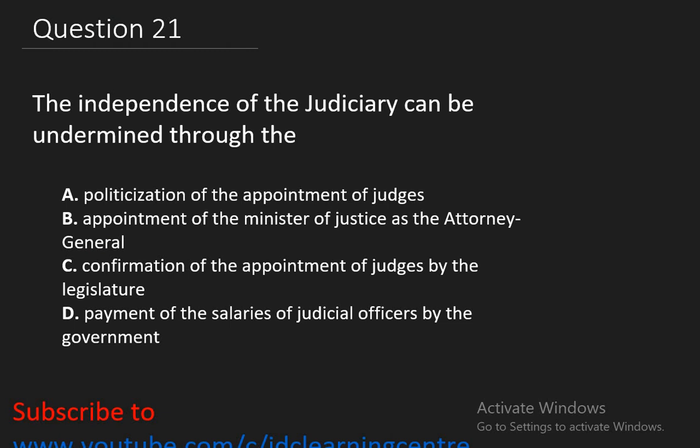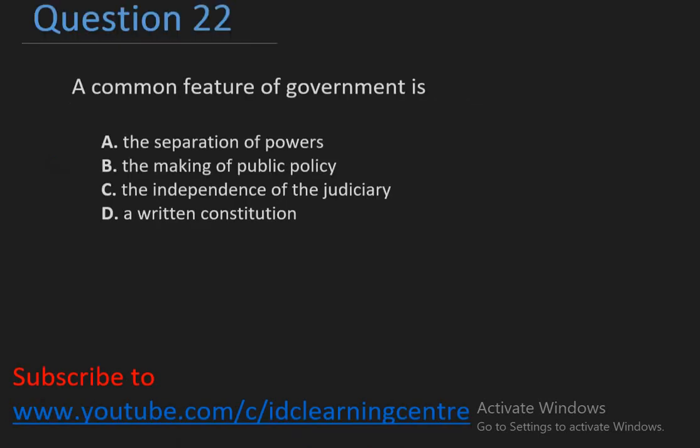Question 21. The independence of the judiciary can be undermined through the A. politicization of the appointment of judges, B. appointment of the Minister of Justice as the Attorney General, C. confirmation of the appointment of judges by the legislature, D. payment of the salaries of judicial officers by the government. The right answer is A. Politicization of the appointment of judges.